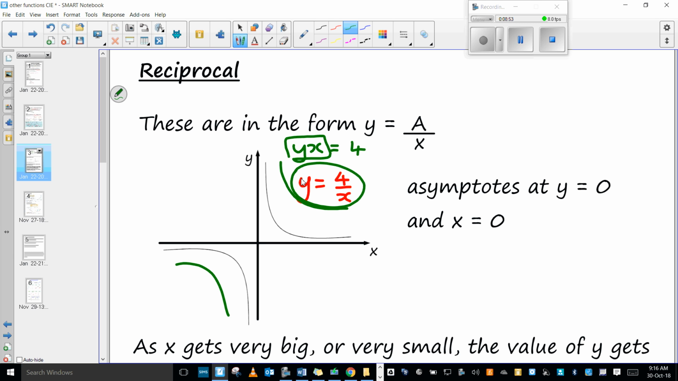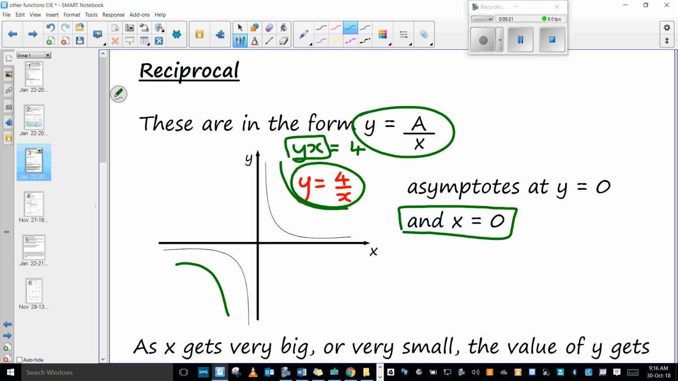Now, these kinds of graphs have asymptotes at y equals 0 and x equals 0. This one should be obvious. Why would there be an asymptote when x is 0? Looking at the format of this graph here, why would there be an asymptote? Because you can't divide by 0. Yes, you're happy with that?